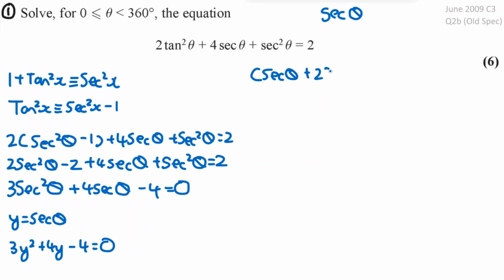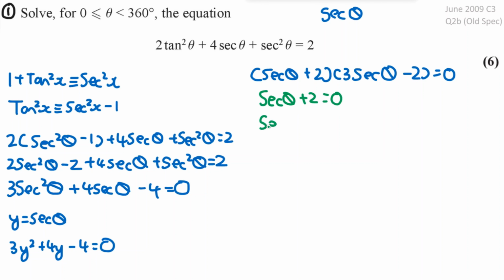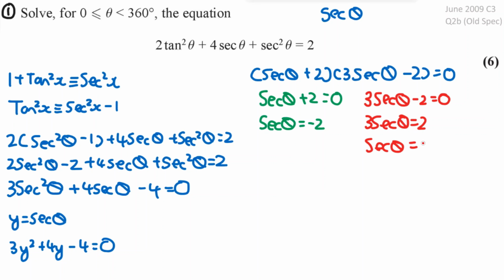so it factorizes to sec theta plus 2 and then 3 sec theta minus 2, and then this is equal to 0. So therefore the two solutions are when sec theta plus 2 is equal to 0, so therefore this is going to be when sec theta is equal to minus 2, and when 3 sec theta minus 2 is equal to 0, so when 3 sec theta is equal to 2, so therefore when sec theta is equal to 2 over 3.